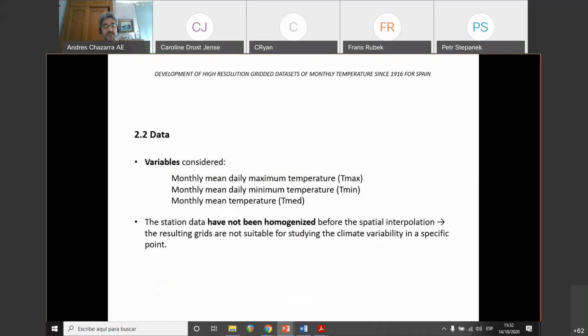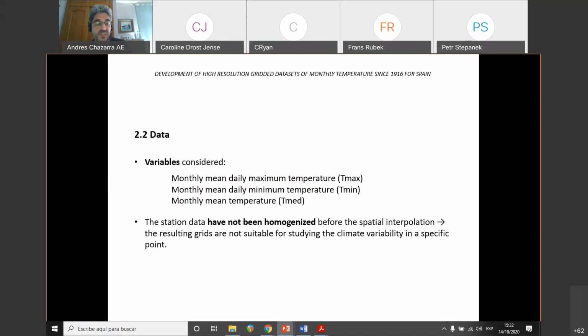Regarding the data, we have considered 3 variables: monthly mean daily maximum temperature, monthly mean daily minimum temperature, and the monthly mean temperature. The monthly mean temperature is derived from the grids created for the maximum and the minimum temperature.